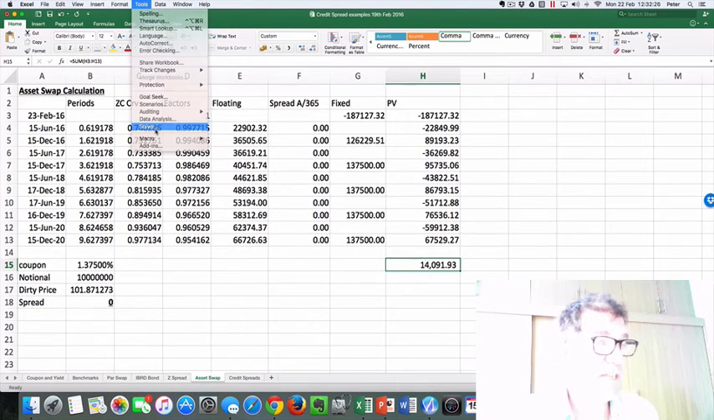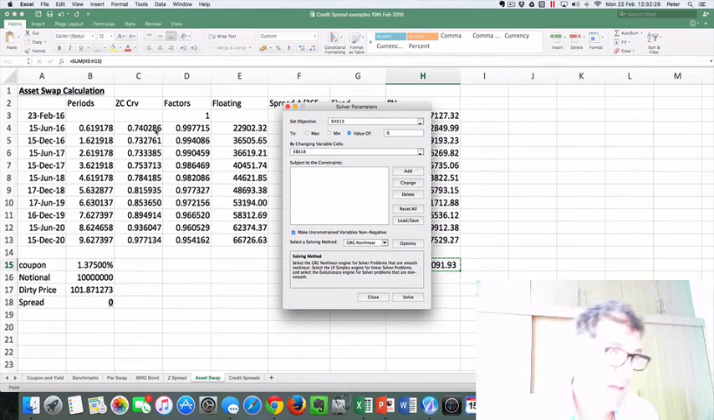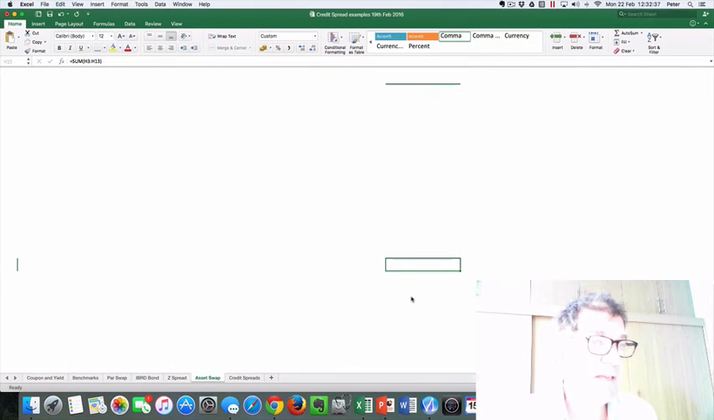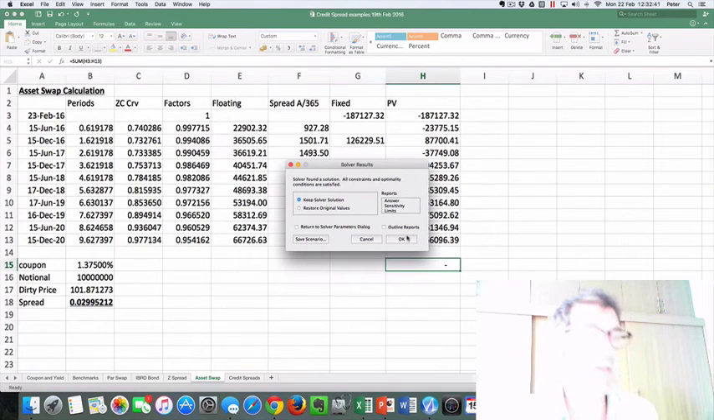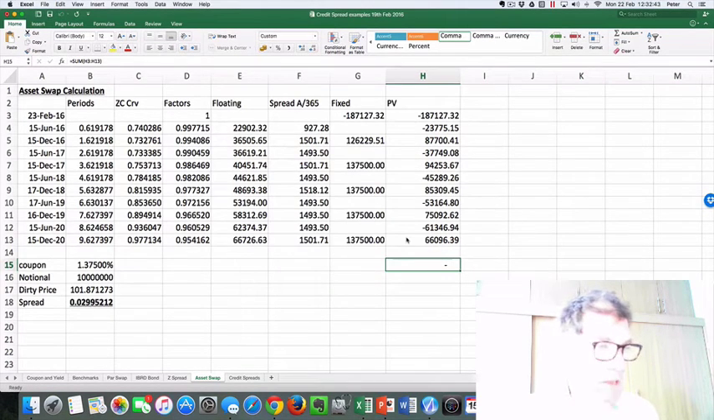And we'll use once again the solver to do that. I've set it up already, so we want to get the total value of the swap to 0 by changing B18, the cash spread, to apply in this asset swap. And you can see, once again, we get to about 2.99 basis points.